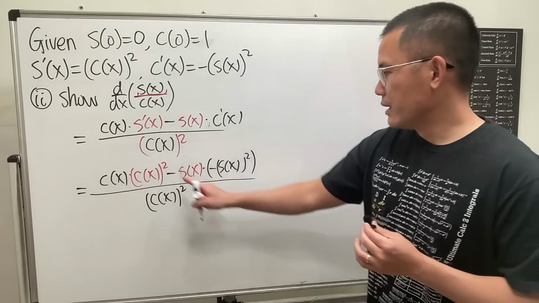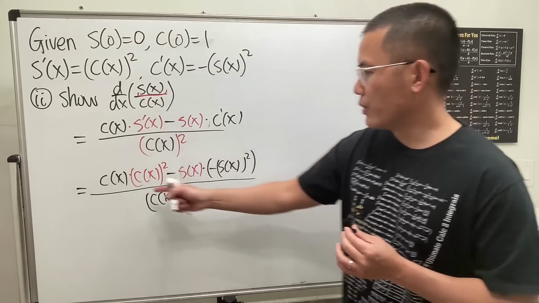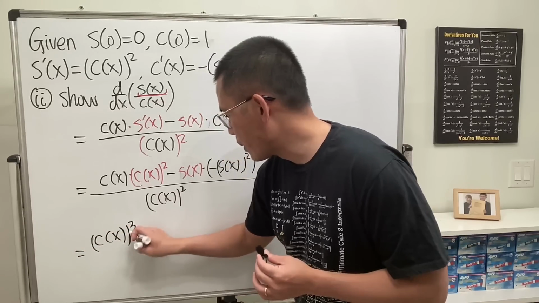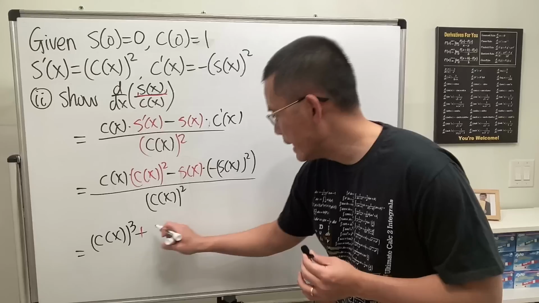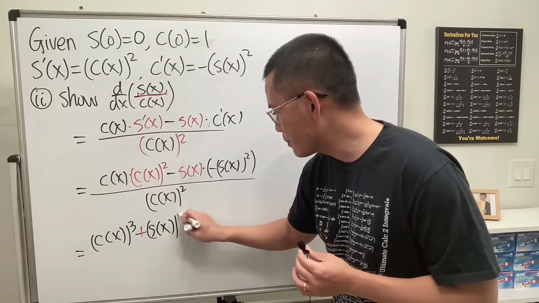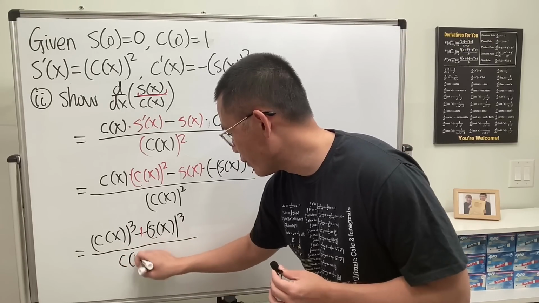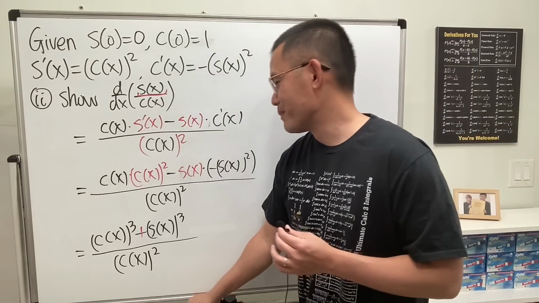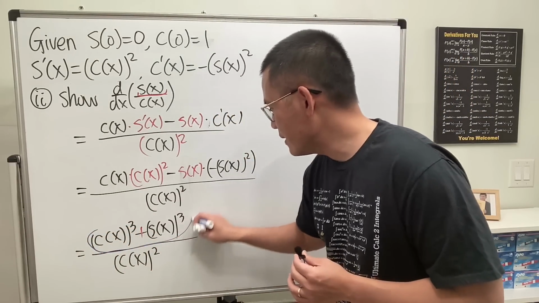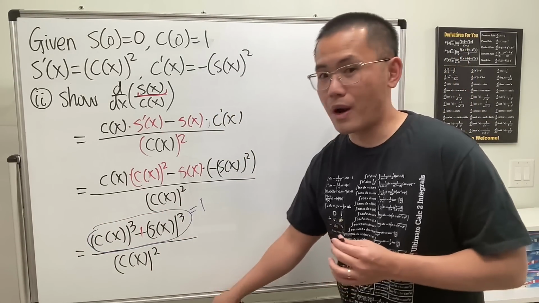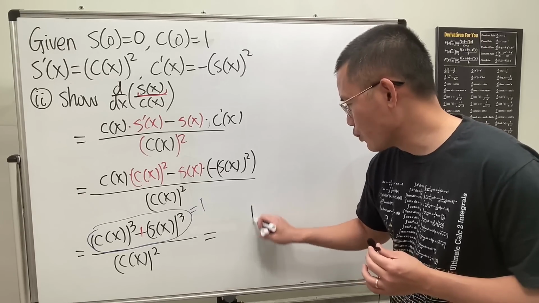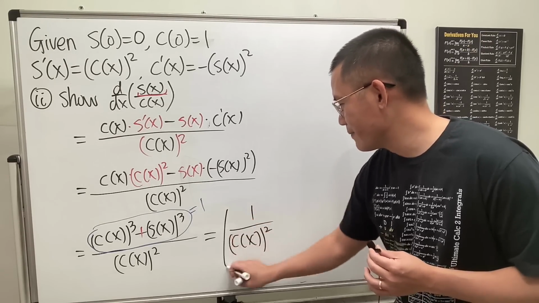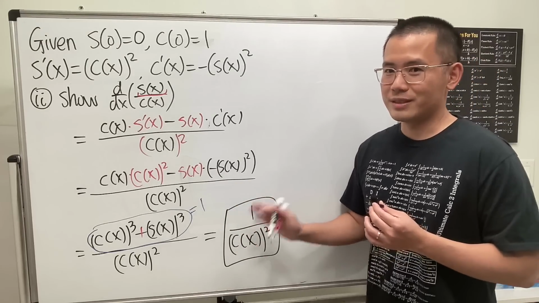And then have a look though, this times that is plus, so on the top we actually just have c of x to the third power and then plus s of x to the third power all over c of x squared. And remember from what we did on part 1, this thing here is nicely equal to 1. And that is just going to give us 1 over c of x squared. And then I think this is it. We're done. We want an expression in terms of c of x.